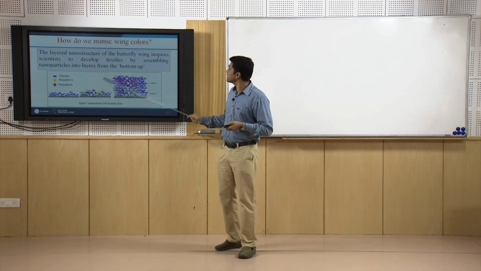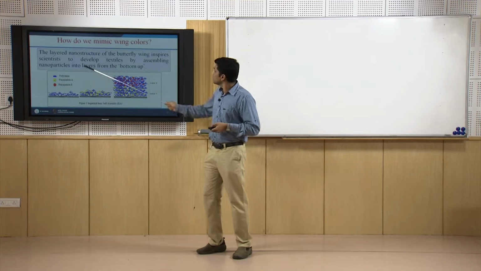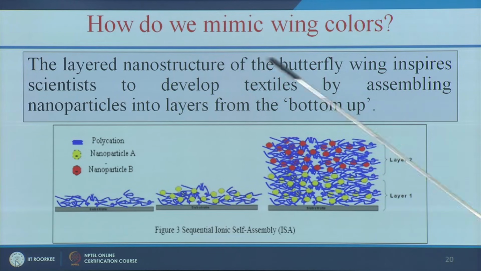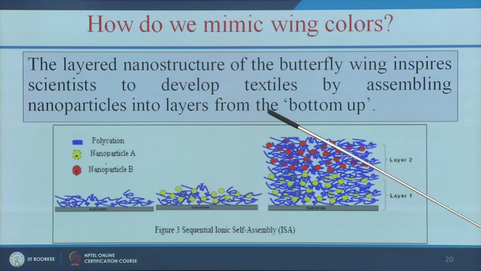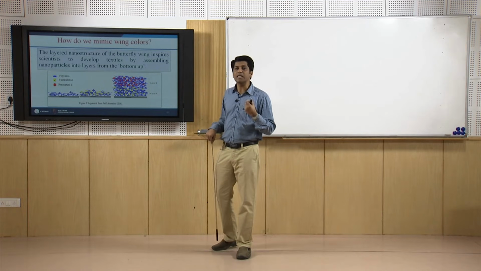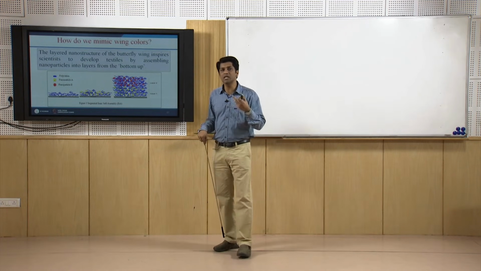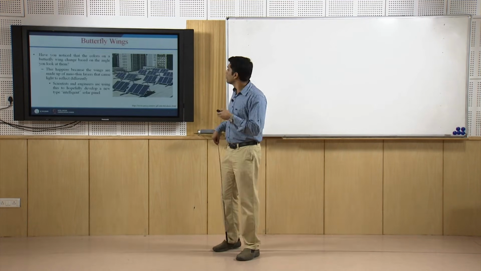So how do you mimic these colors? The layered nanostructure of butterfly wings inspired scientists to develop textiles by assembling nanoparticles into layers from the bottom up. So you can do layer by layer assembly and make such kind of textile material. This textile material will give a different color in indoor light and a different color in outdoor light.